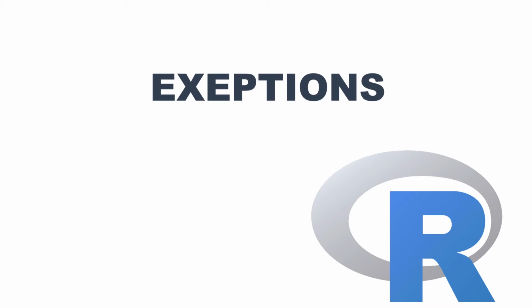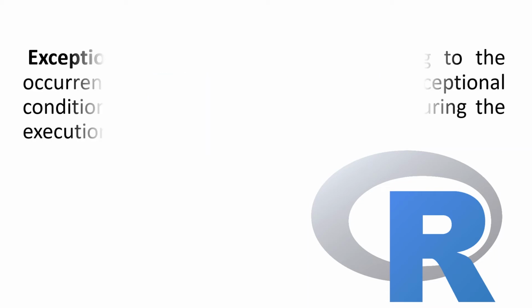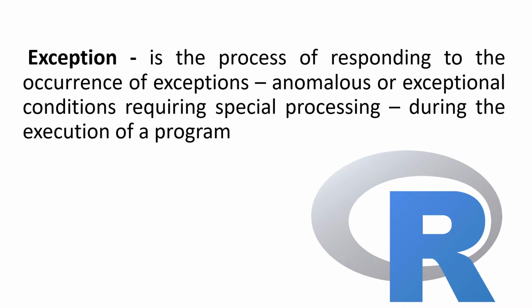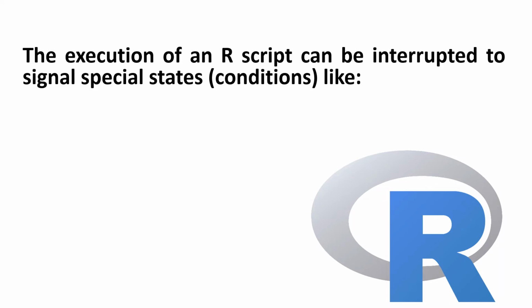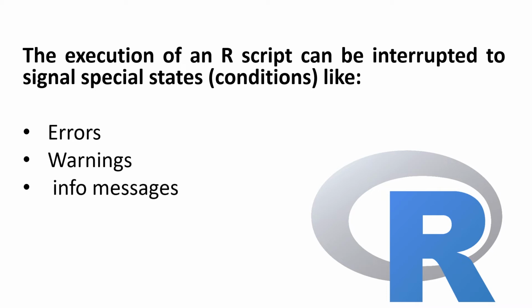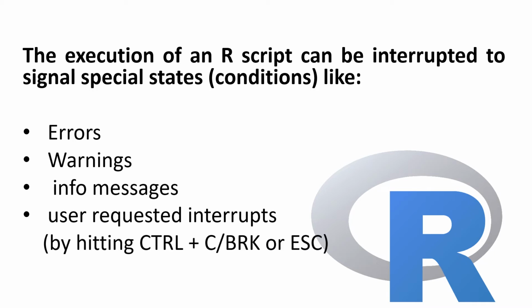Now, let's proceed to exceptions. What is an exception? Exception handling is a process of responding to the occurrence of anomalous or exceptional conditions requiring special processing during the execution of a program. The execution of an R script can be interrupted to signal special conditions like errors, warnings, info messages, and if the user requested interrupts by hitting Ctrl C, break, or escape.